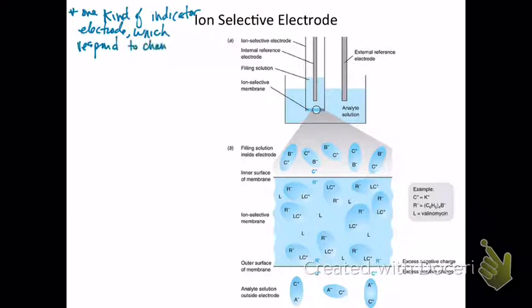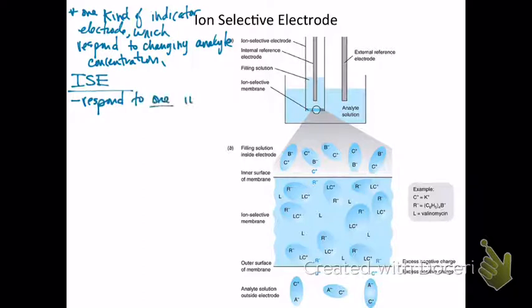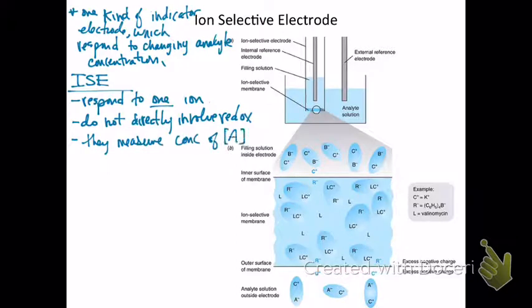And these are electrodes that have a particular ion that they're able to measure the concentration of, because they have been designed in such a way to only measure the potential difference across a membrane of that ion being transferred. So they respond to one ion, they do not directly involve redox chemistry, and they measure the concentration of some ion, we'll just say A.